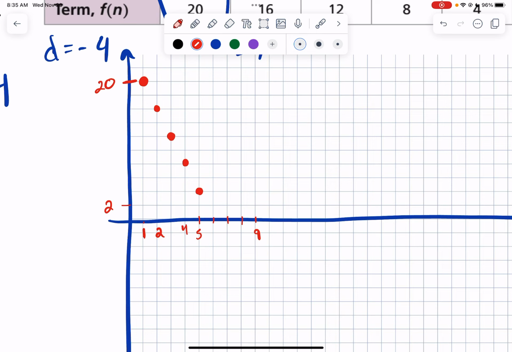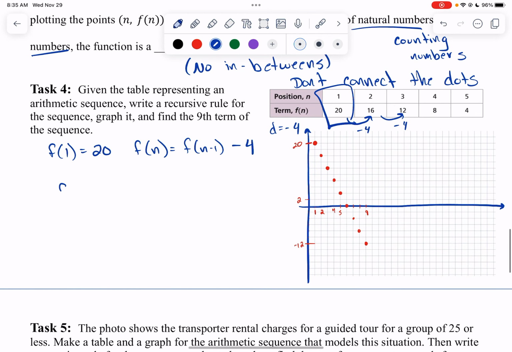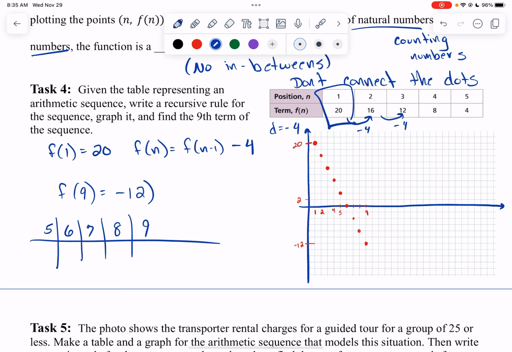So we go down 4 each time. So there's 6, 7, 8, 9. So it looks like the ninth term, we're right here, and we're counting by twos, 2, 4, 6, 8, 10, 12, negative 12. So it looks like my ninth term, f of 9, is negative 12. I could, again, continue out this table, 6, 7, 8, 9. And it should confirm that.